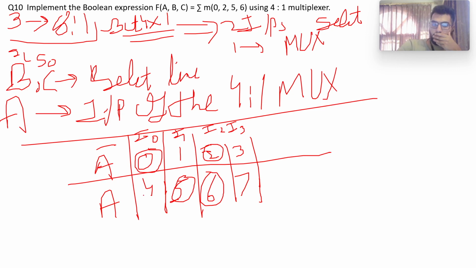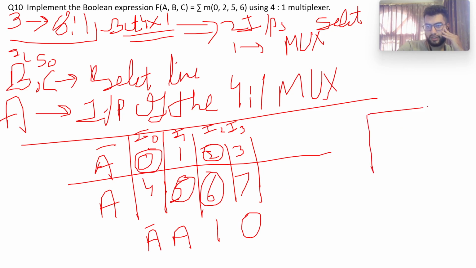Now I'll write the output. So this circled term is corresponding to A bar, so I'll write here A bar. This circled term is corresponding to A, so I'll write A here. This circled term is corresponding to both of them, A bar and A, so it's 1. And I have none of the terms circled, so it's 0. So the function that is to be implemented can be done by this.